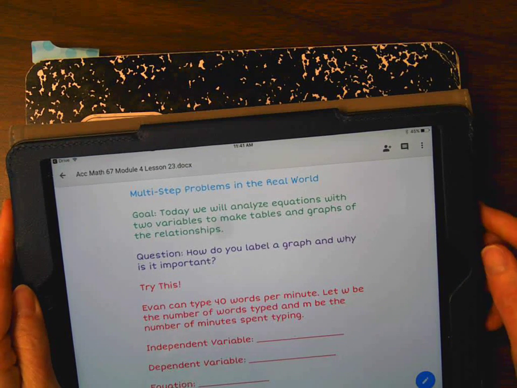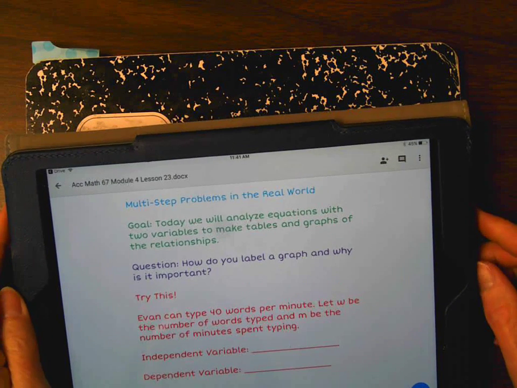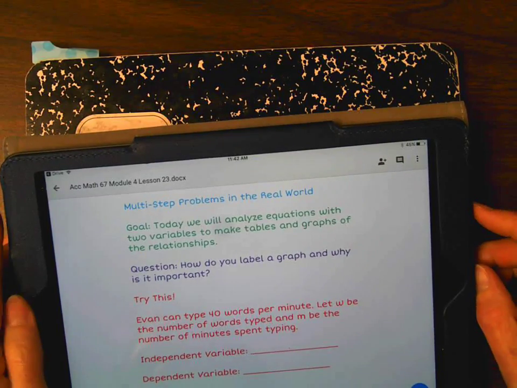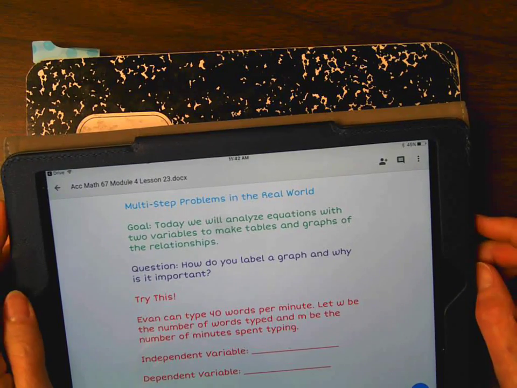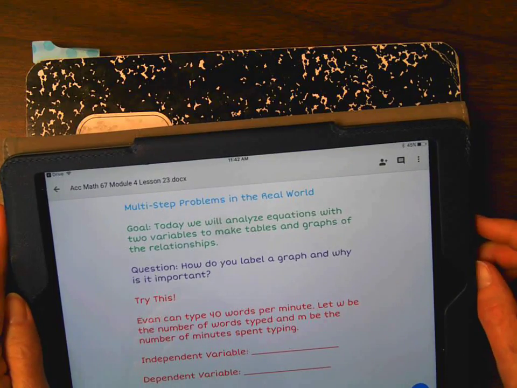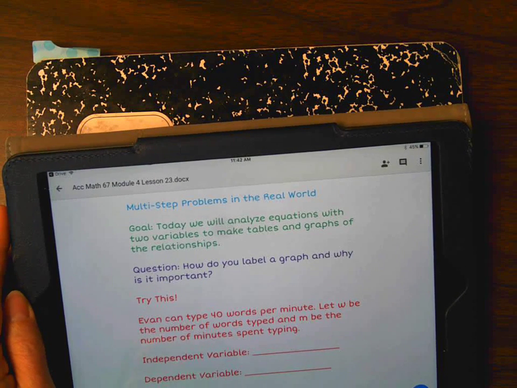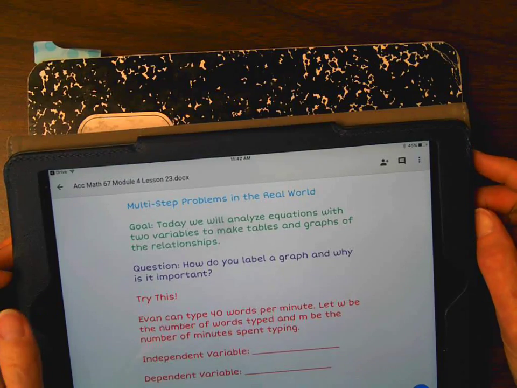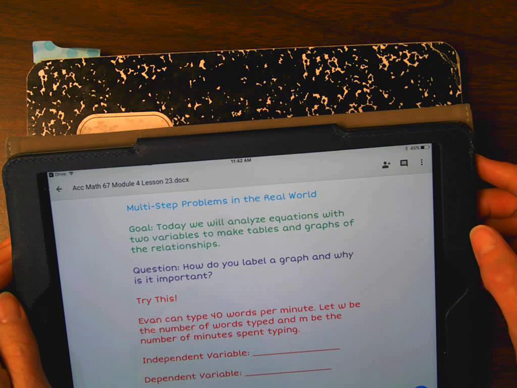Our goal for today: we will analyze equations with two variables to make tables and graphs of the relationships. Analyze equations means we're going to look at them, study them, and break them apart to see what's happening. This takes us back to Module 1, because you have to remember what a table is. I'll give you a hint, a ratio table. Graphs are like the coordinate plane graphs.